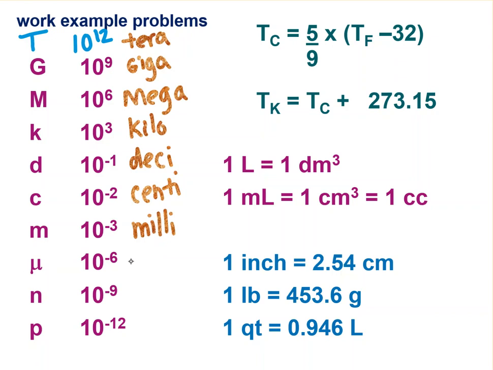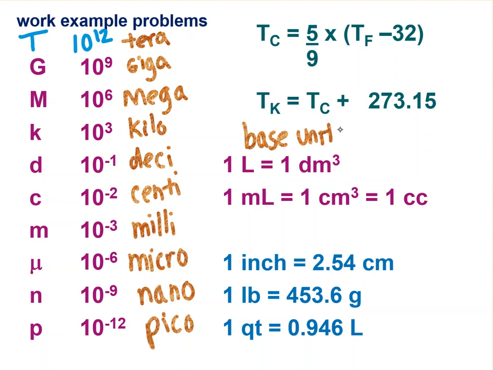This one is micro, N is nano, and P is pico. And those are the prefixes that can go with the base units. When I say base units, the ones we see so far are liters, grams, and meters. And so you can put, like I could say a picometer, and that would be 10 to the negative 12th meters.